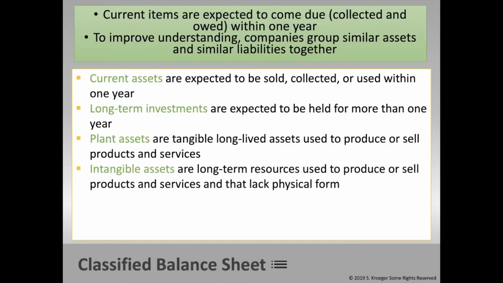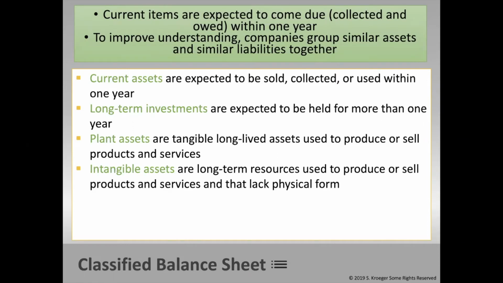The final subcategory of assets is intangible assets. Intangible assets are long-term resources used to produce or sell products and services and lack a physical form. We will cover intangible assets in detail in Chapter 10. Examples of these include patents, copyrights, trademarks, and more. But for now, you can just learn these few.